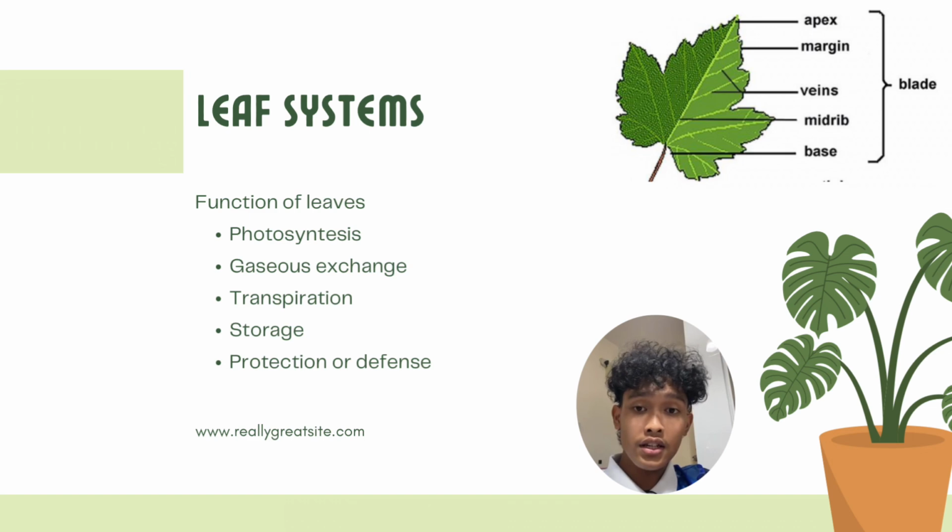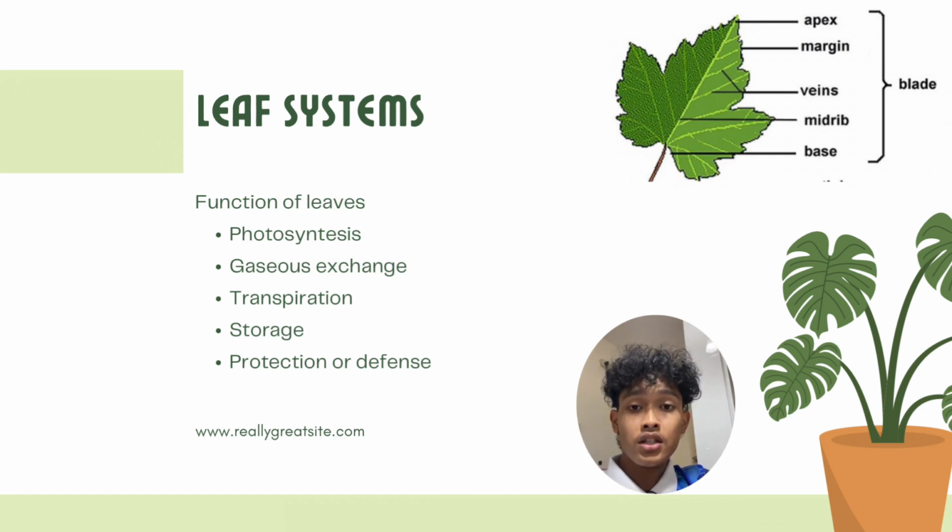The second one is gas exchange. The leaves take in carbon dioxide and release oxygen through small pores called stomata. This is essential for photosynthesis and for respiration. The next one is transpiration. Leaves lose water vapor through the stomata in a process called transpiration. This will help cool the plant and also pull the water up from the roots.